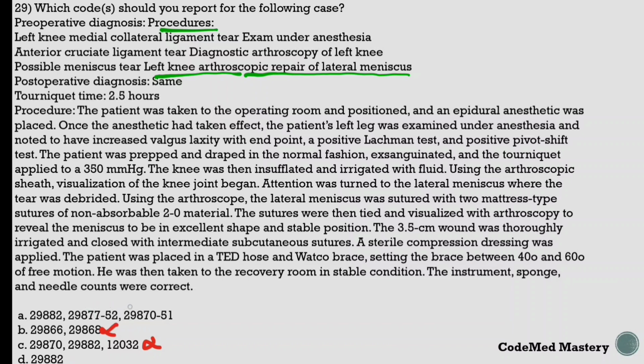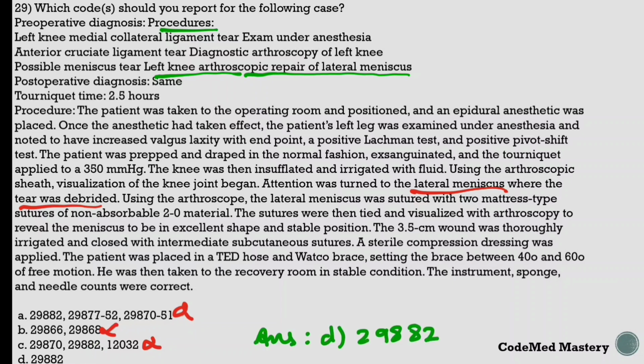Next code of option A is 29877 with 52 modifier. 29877 is for debridement. Right, in our case, they have performed debridement. Here they have mentioned lateral meniscus where the tear was debrided. Right. So they have mentioned an extra code 29877 for debridement. But please remember that the code 29882 already has debridement included in it. You don't have to code debridement separately. So in your CPT book, in front of code 29882, you can write it includes debridement. So our option A will be wrong. So our right answer here is option D, 29882.